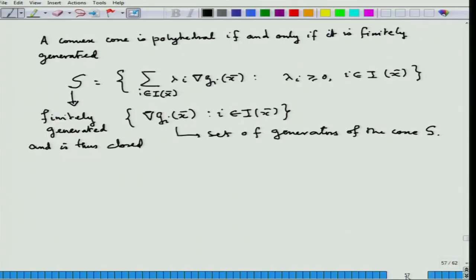Now, how do we do this? In order to do this, we have to observe the fact that what we have shown is that S is a subset of this, and now what we have to show is that NC x bar is a subset of S. So, the idea is to start with a contradiction.